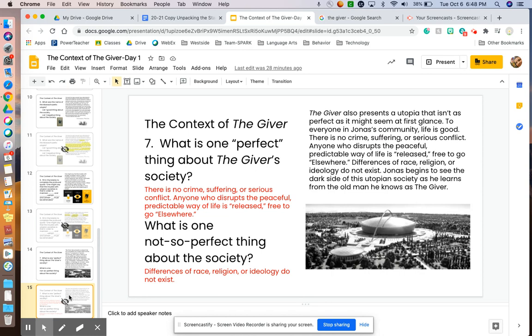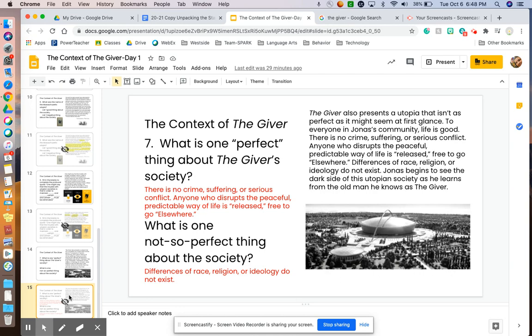All right, and then last, we're going back to The Giver here. One of the perfect things about The Giver Society is that there's no crime, suffering, or serious conflict. Anyone who disrupts the peaceful, predictable way of life is released, free to go elsewhere. So again, like talking about the Republic, and even Fruitlands, they are trying to establish what they consider to be perfection. And with that, you have to start questioning, well, what are they eliminating?